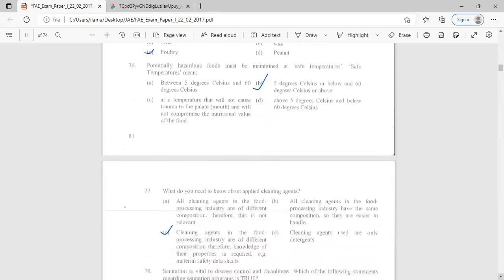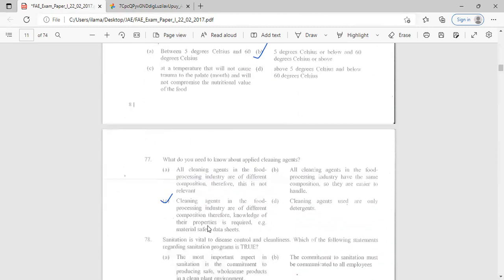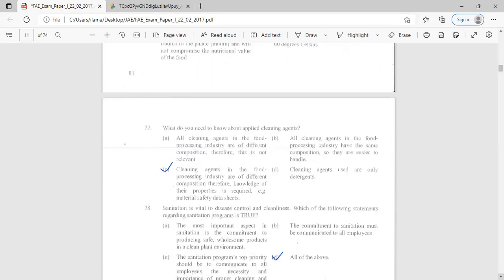What do you know about applied cleaning agents? Cleaning agents in the food processing industries are of different composition. Therefore, the knowledge of their properties is required. For example, material safety data sheets are needed. And then sanitation is vital to disease control and cleanliness.